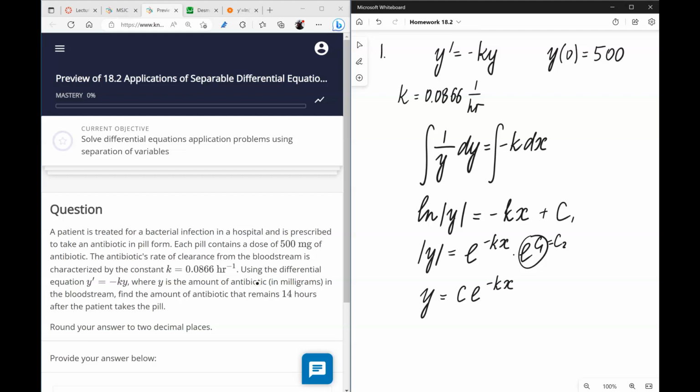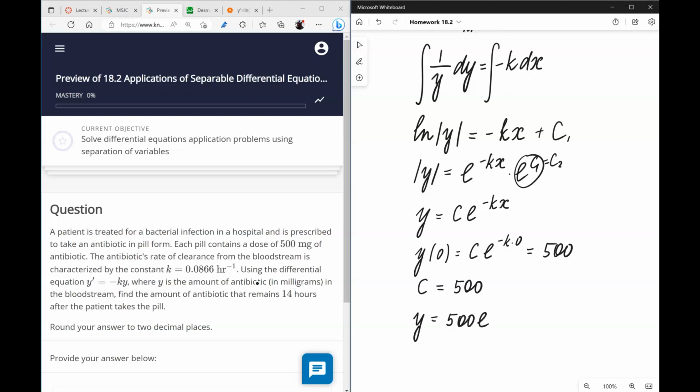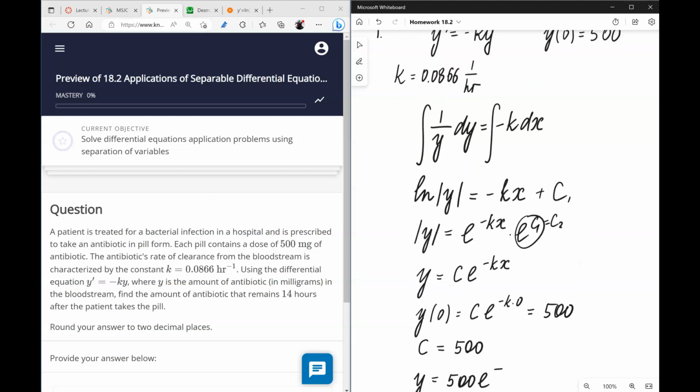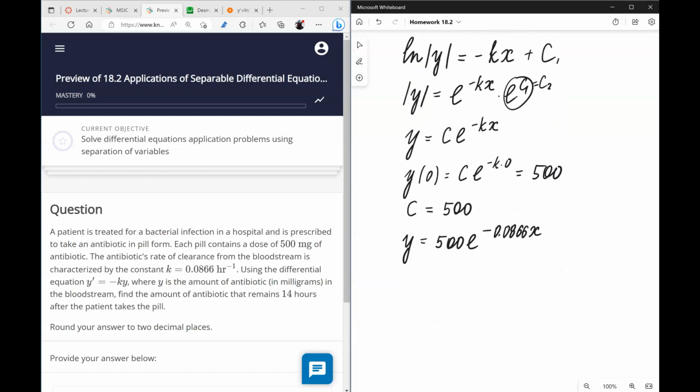K is given. Now to find c, we're going to use the initial condition, and that is equal to 500. And the only way that will be equal to 500 is if c is equal to 500. So the solution is 500 e to the power negative kx, but now we can use the fact that k is 0.0866x. So that's the answer.